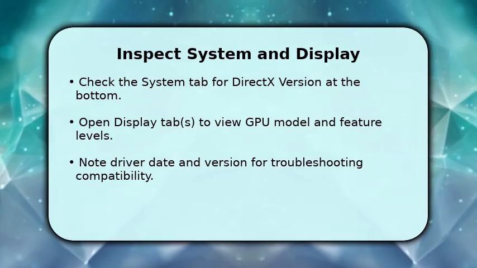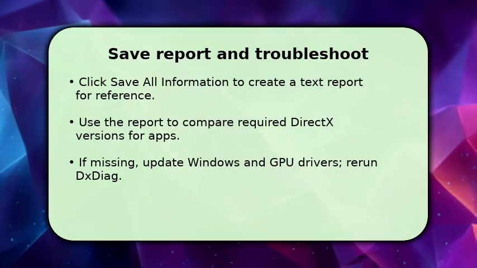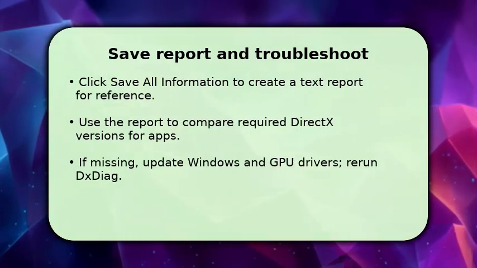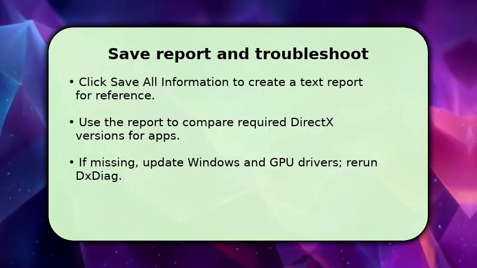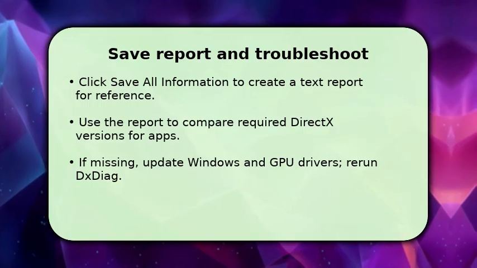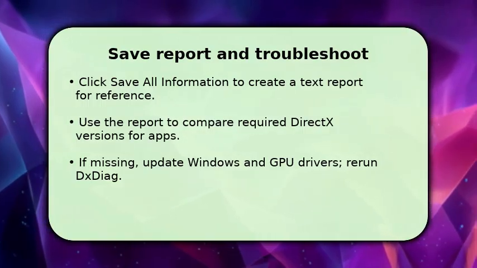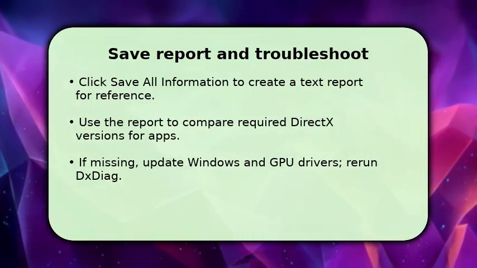To finish, click Save All Information and save the text file to your desktop so you have a snapshot you can review or share. Read the saved report to confirm the DirectX version and check display feature levels against the requirements of your game or application.